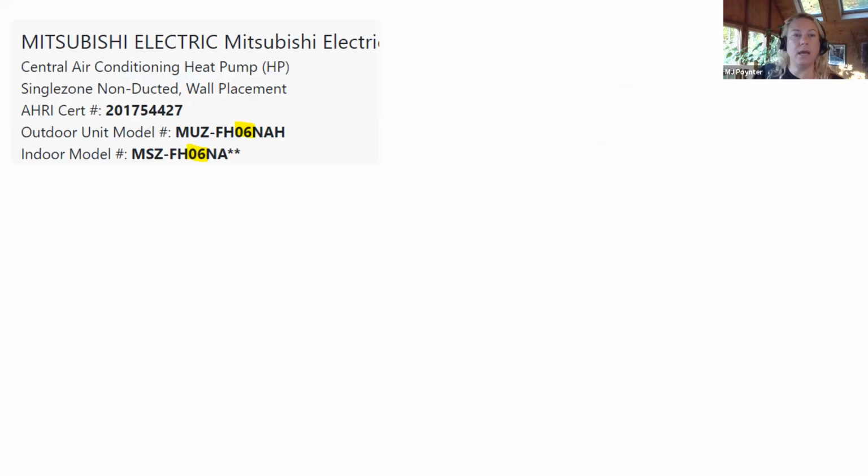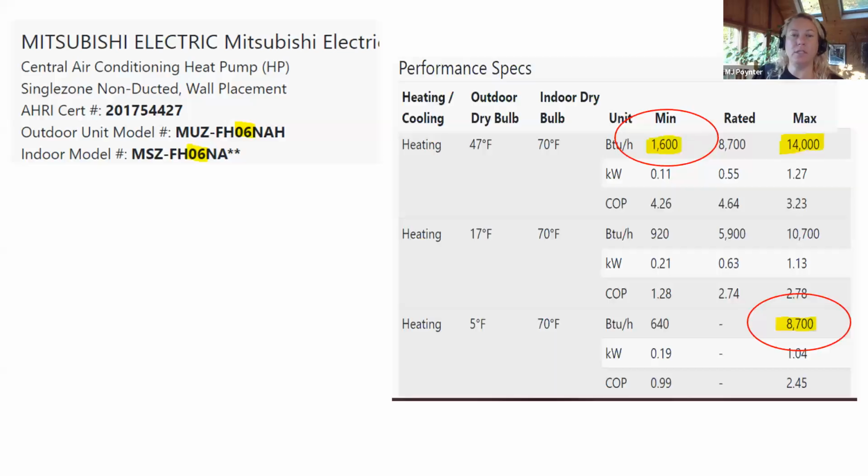And let's see, I picked a 06, which you would think is 6,000 BTUs, but the rated is still close to 9,000. So that's why I said the smallest outdoor unit you can get is 9,000. That's because even an 06 is still putting out a rated close to 9,000. This unit is great though. Look at 5 degrees. You can get 8,700, which is still more than you need.